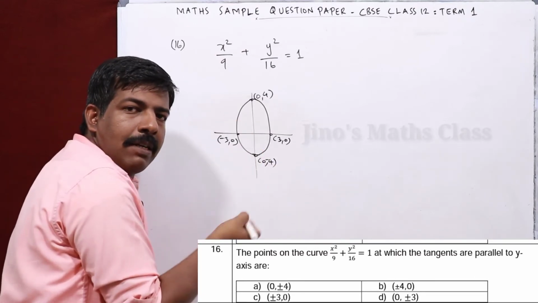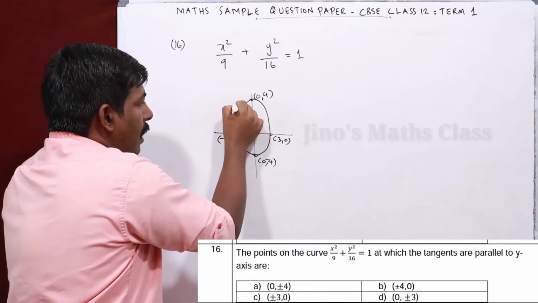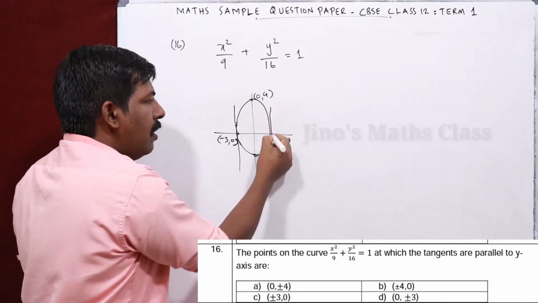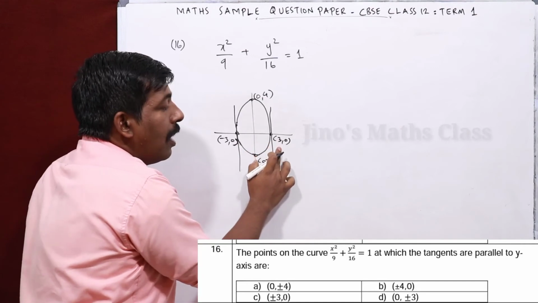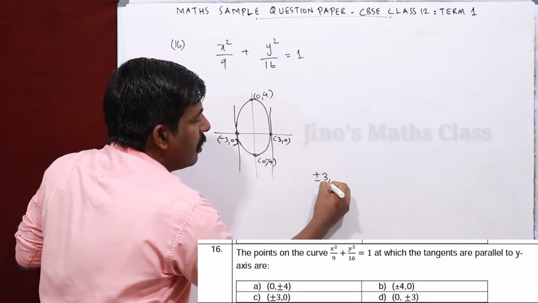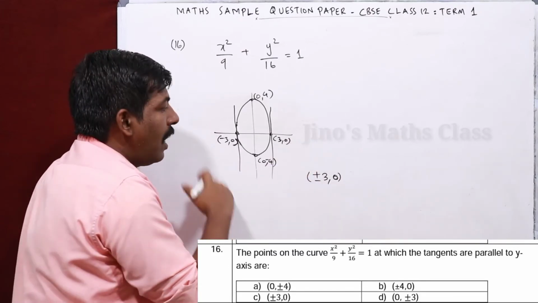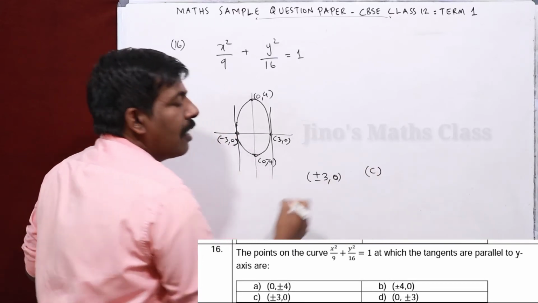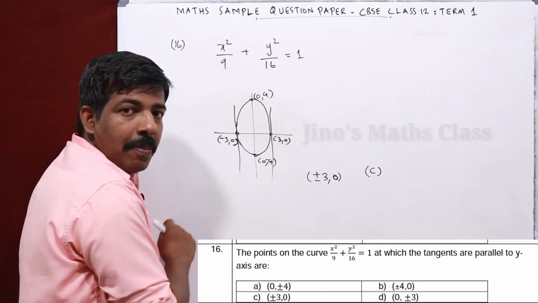Now we can take the tangents which are parallel to the y axis, means one tangent will be here and another is here. That means you can see the points, one is minus 3 comma 0, another is 3 comma 0. That's why we can say plus or minus 3 comma 0 are the points where the tangent is parallel to the y axis. Therefore option C is the correct answer. So here it is a multiple choice question, that's why we can apply any method.